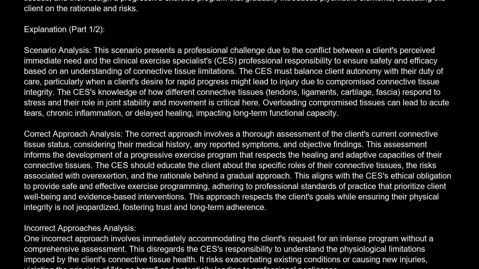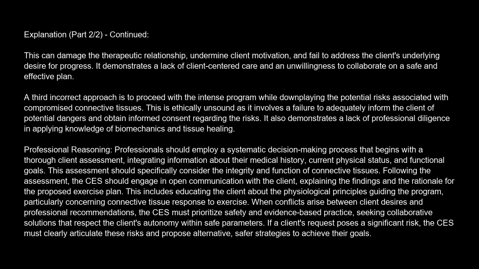Another incorrect approach is to dismiss the client's request outright and refuse to modify the program without adequate explanation or exploration of alternatives. This can damage the therapeutic relationship, undermine client motivation, and fail to address the client's underlying desire for progress. It demonstrates a lack of client-centered care and an unwillingness to collaborate on a safe and effective plan.